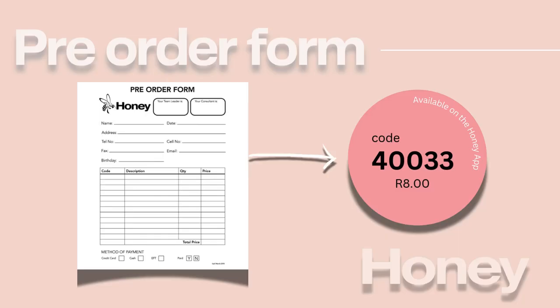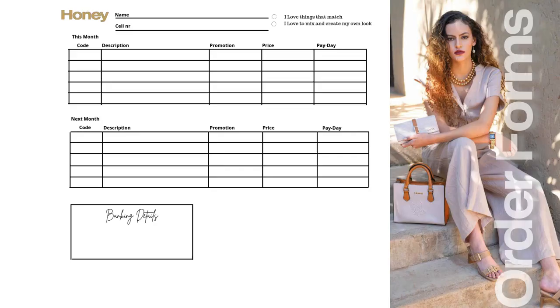So I'm going to present to you a second order form. It looks similar, but this one you will actually have to print yourself. So you can either order this one from Honey, or you can use this beautifully branded one, which is an additional order form for your client. Now, what I do is I print these on both sides. And what you will see is it's got multiple places to fill in. The very first block says this month, and the next one says next month.